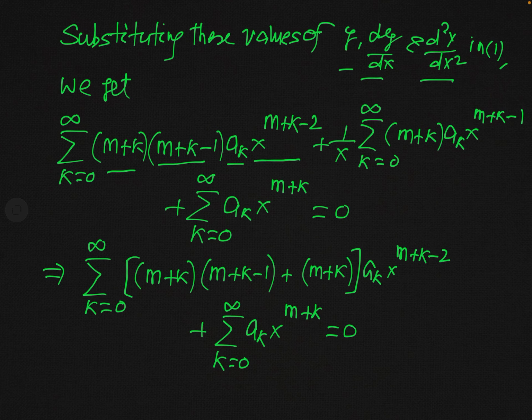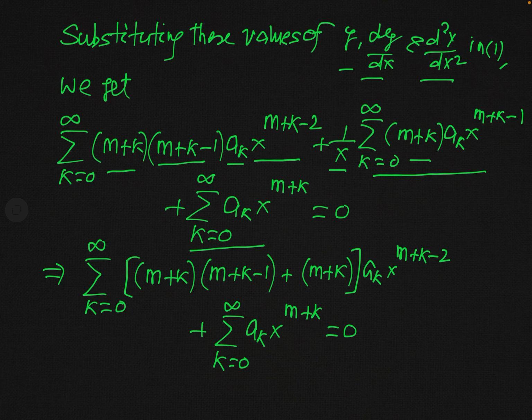And in the second term, you know the second term is what? That is (1/x) dy/dx. So here you can see I have written 1/x, and in place of dy/dx you can put summation over k from 0 to infinity (m+k) a_k x^(m+k-1). And in the last term you can see there is only y, so instead of y we will put this much, and that equals 0.